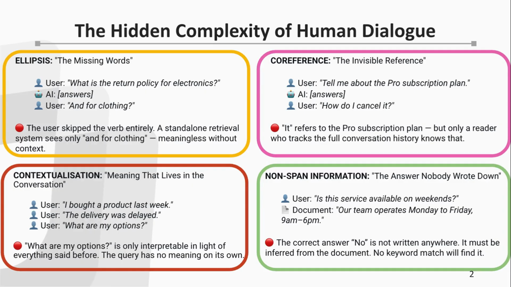And the fourth one that you see on the lower right, perhaps the most subtle, is what we call non-span information, with a specific focus in named entity recognition, obviously. Cases where the answer to a user question is never explicitly stated in any document. It has to be inferred or derived from what is written. No retrieval system that simply matches keywords will ever find it. These four phenomena are not edge cases, apparently. They are the norm in real human dialogue, and they are precisely what our pipeline is designed to handle.